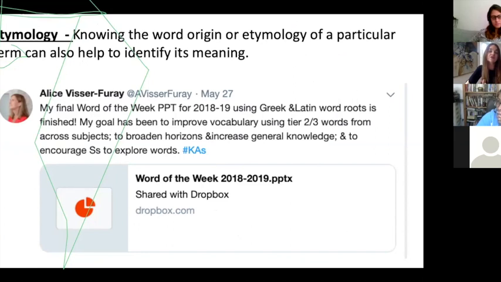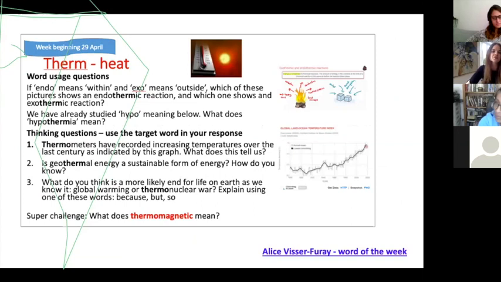Etymology, I love this as a science teacher. This is an example from Alice Visser. She's a literacy coordinator in a school, I think it's in Oxfordshire, and she did these words of the week. So knowing the origins of a term helps to identify its meaning. And I would say don't force this. I think sometimes we force it a little bit too much, and if it doesn't work, it doesn't work. But I love this, and it talks about it in a cross-curricular way, and I think it's really, really great. Again, there's a link on my PowerPoint there. So they're all the basics of how language works.